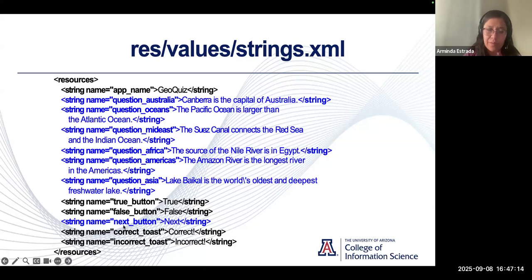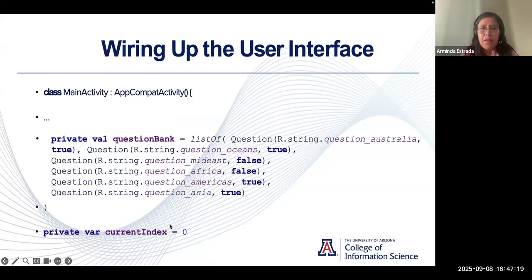So we added a string so that it's displayed on that next button. All right, so, wiring up the user interface. Remember we create the class MainActivity and then AppCompatActivity, just to make sure that it's compatible, reverse compatibility. So we create a private val called questionBank, and in here we create a list of questions.